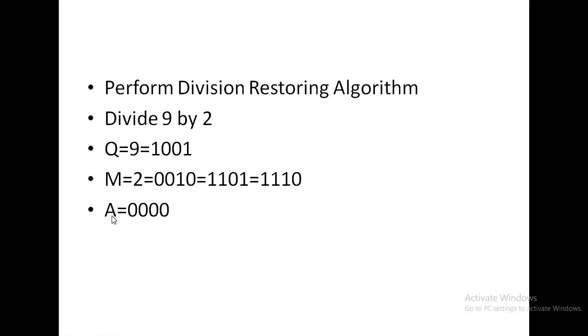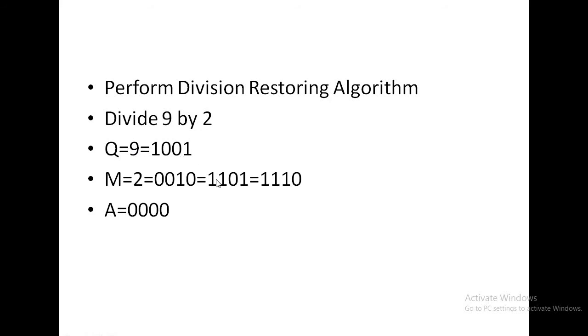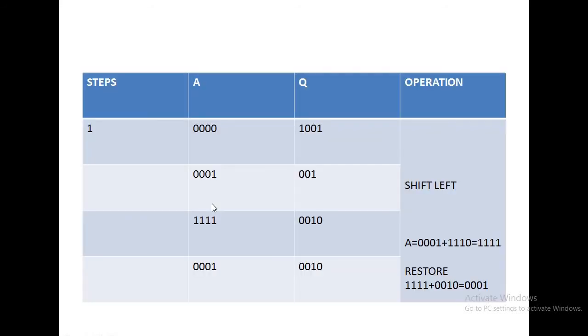And A is always initialized with 0. How I calculate the 2's complement of M, we will see. To understand, this is the dividend, this is the divisor. The binary representation of 9 is this and the binary representation of 2 is this, in 4-bit representation. And A is always initialized with 0. So now I will start the different steps of the restoring division algorithm. This is the 4-bit representation, so my problem is solved in 4 steps.